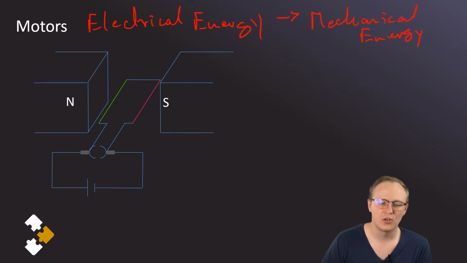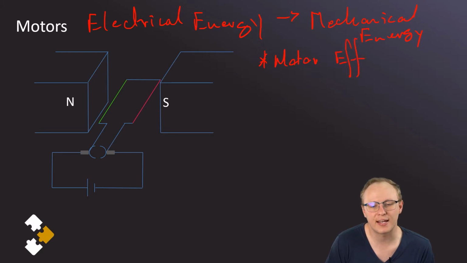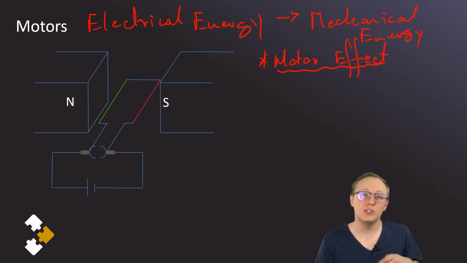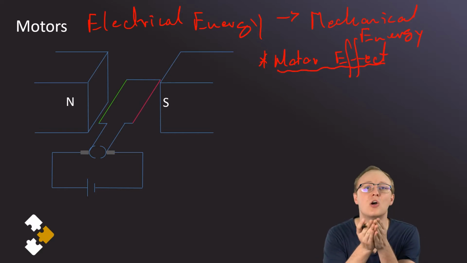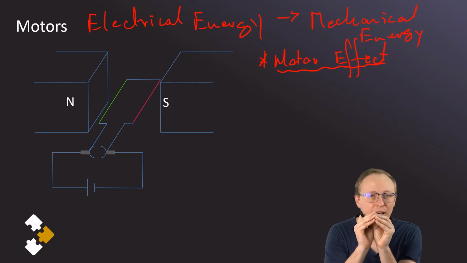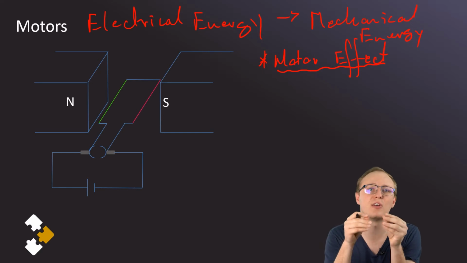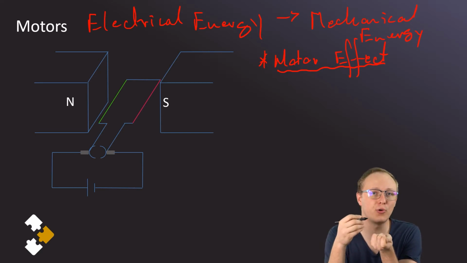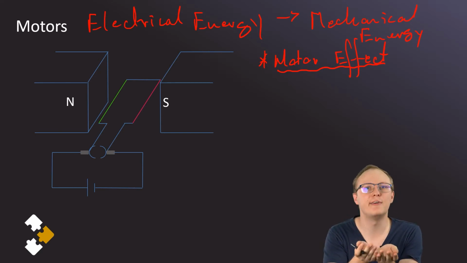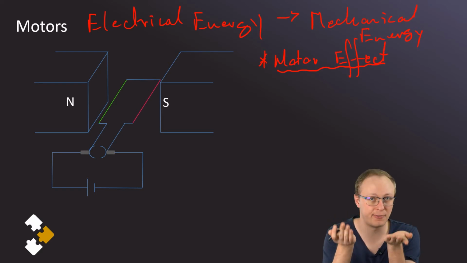So how on earth does a motor work? Well, a motor works due to something that we call the motor effect. So what is the motor effect? The motor effect is this phenomenon where a current carrying conductor, a piece of wire, whatever, that has current flowing through it, will experience a force in a magnetic field.